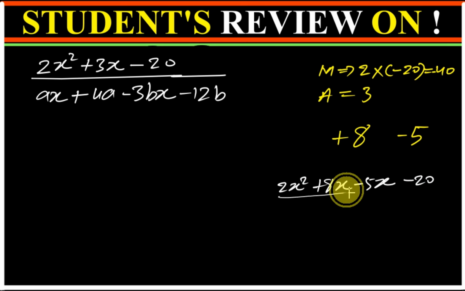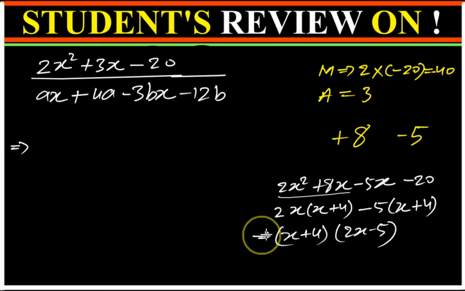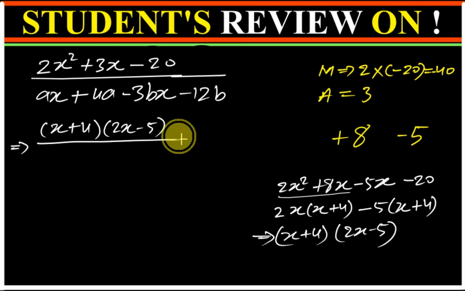From the first pair here, what are the common things? 2 is common and x is also common. So x will be left here and plus 4 will be left here. Now from here minus 5 is common. The negative sign is also common and 5 is also common. So what will be left here? x, and here plus 4 will be left. So this bracket is common. So x plus 4 and this side 2x minus 5. See, we have factorized the numerator here. So in the place of the numerator we'll write x plus 4 and 2x minus 5.